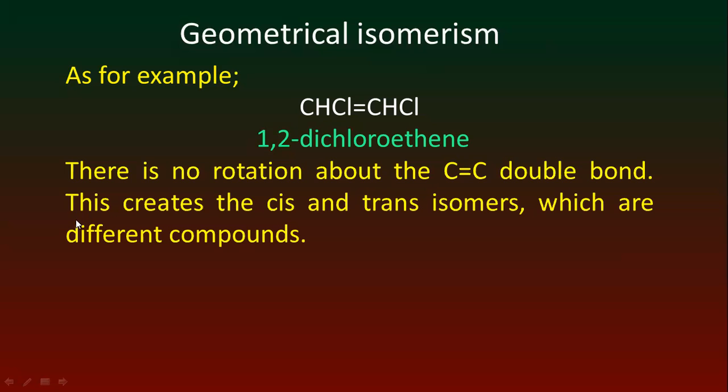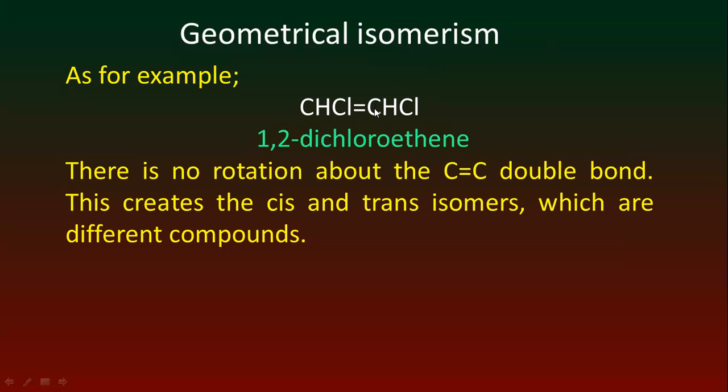Here this creates the cis and trans isomers, which are different compounds. If we examine the carbon atoms present here, one carbon atom and here another carbon atom, each carbon atom must contain two different groups. One group is hydrogen and another is chlorine. Here two different groups are present on each carbon atom.